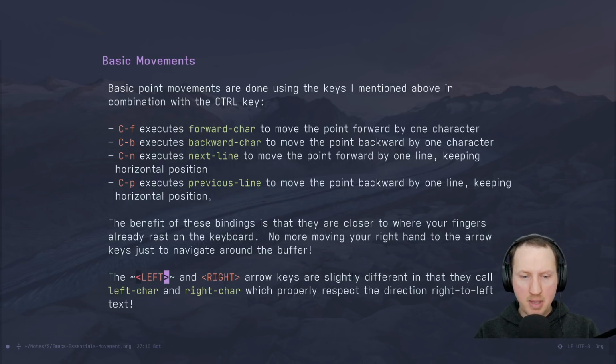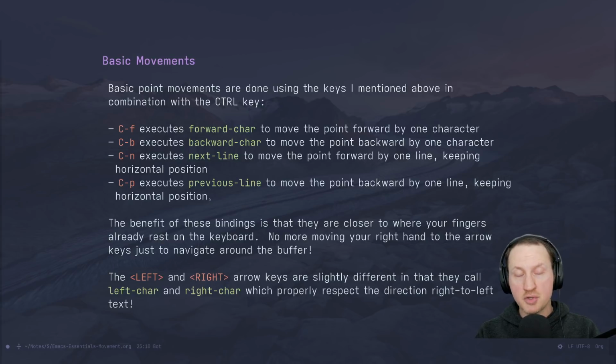So one other thing I want to mention is that the Control F and Control B key bindings do move the point position forward and backward, but they do not respect whether you have right to left text installed. So if you're using a language that uses right to left, like Arabic script maybe, I believe that the left and right arrow keys actually do support the proper direction movement for left and right, but Control F and Control B do not.